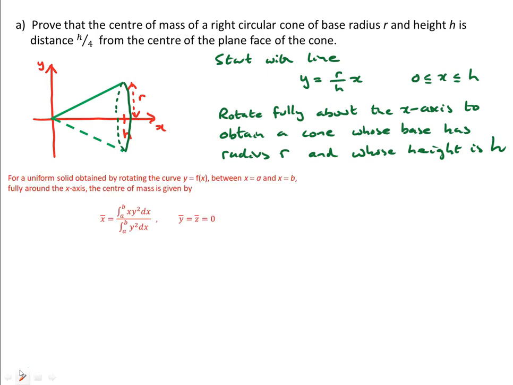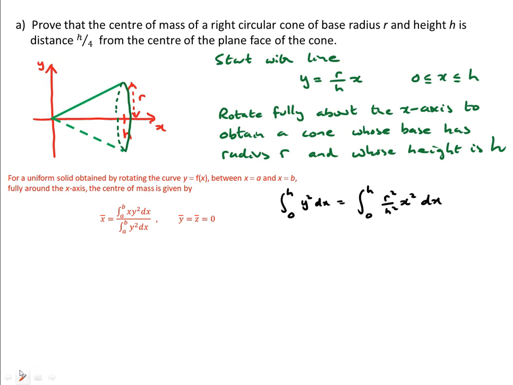Now again, we have the result that the centre of mass of a solid obtained by rotating the curve y equals f of x completely around the x-axis is given by the integral of xy squared divided by the integral of y squared. So we've got two integrations that we need to do.